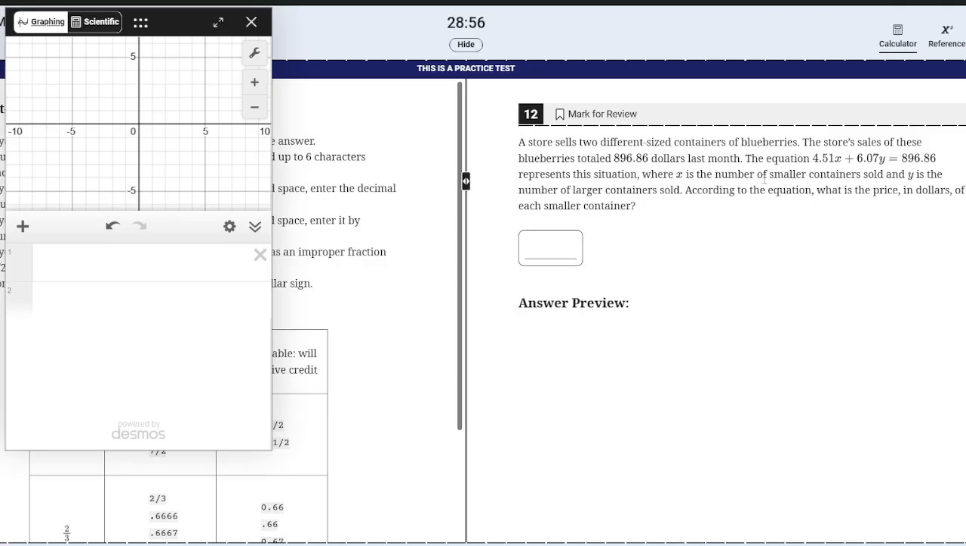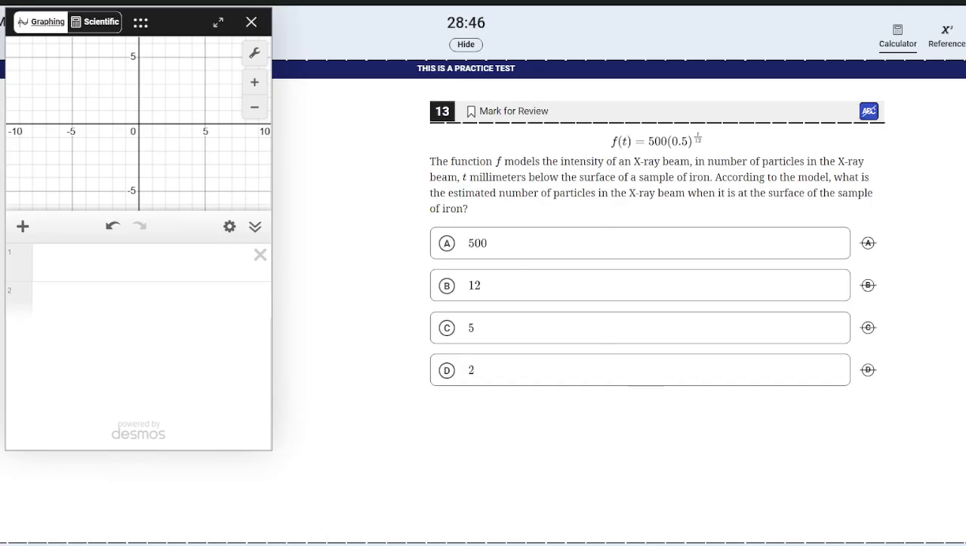So here, we have small container and bigger container. X is smaller container, so it's going to be 451 for each smaller container. Now, I don't know if you guys are noticing, but I'm not reading the entire question. I'm reading the main points, and I'm going from there. Like, according to the model, what is the estimated number of particles on the surface of the sample of the iron? 500, because that's the initial number, right?